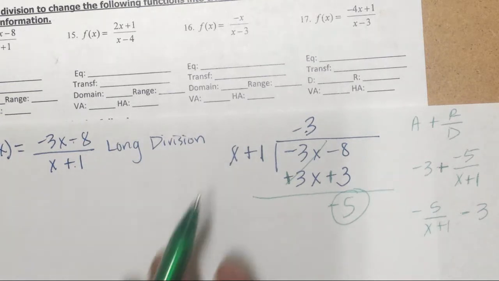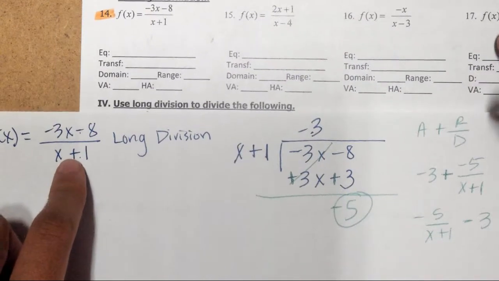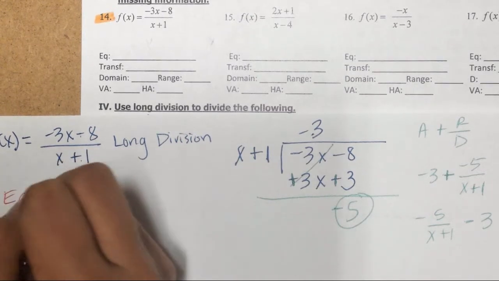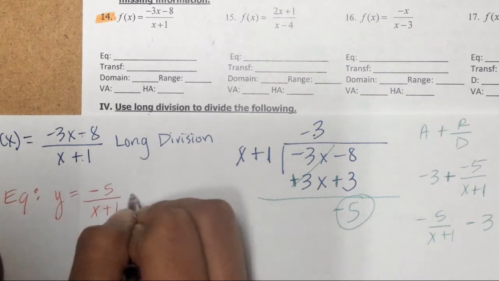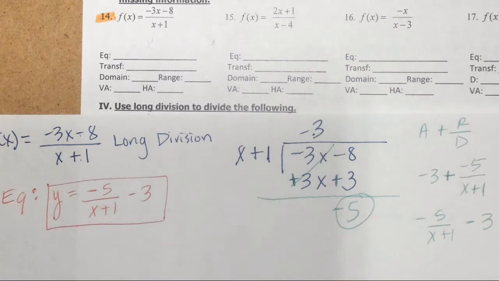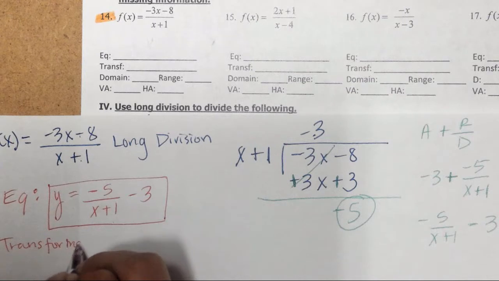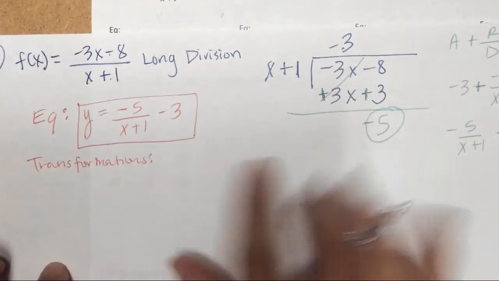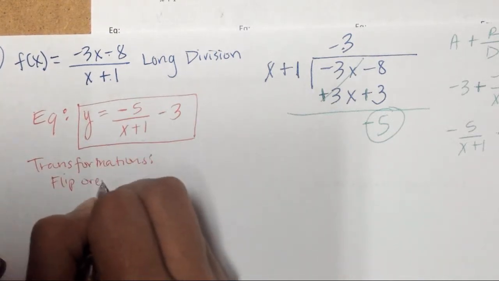So for this part right here, where it says equation, I'm going to write what I got. So for my equation, EQ, I get y equals negative 5 over x plus 1 minus 3. Now it says list the transformations. So this guy, my transformation is going to be flip over x-axis.